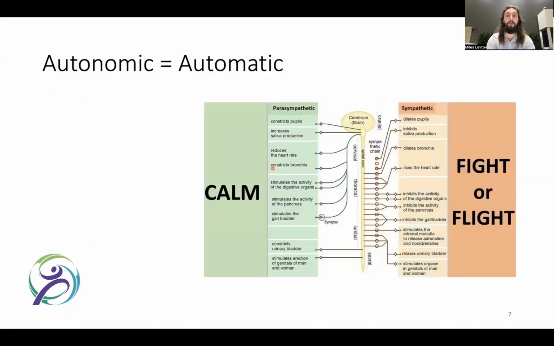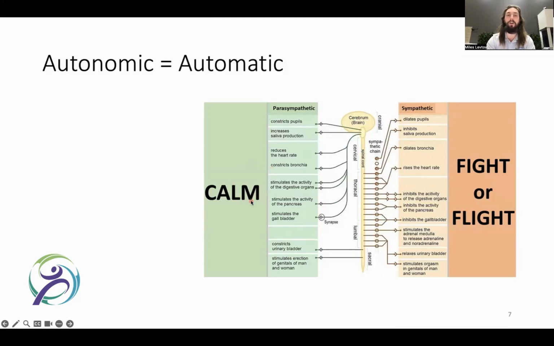What we talk about with regards to background information is the autonomic nervous system. Autonomic is automatic. And we're looking at this image here. We have big words, parasympathetic and sympathetic. Basically, what we're trying to say is our calm or our fight or flight. Often, we've heard this one, fight or flight.